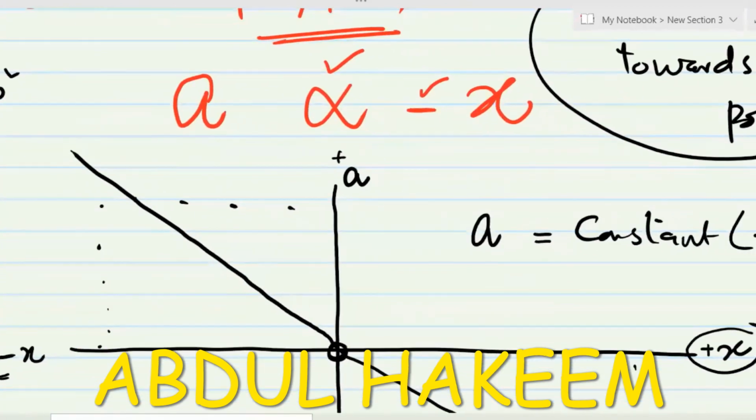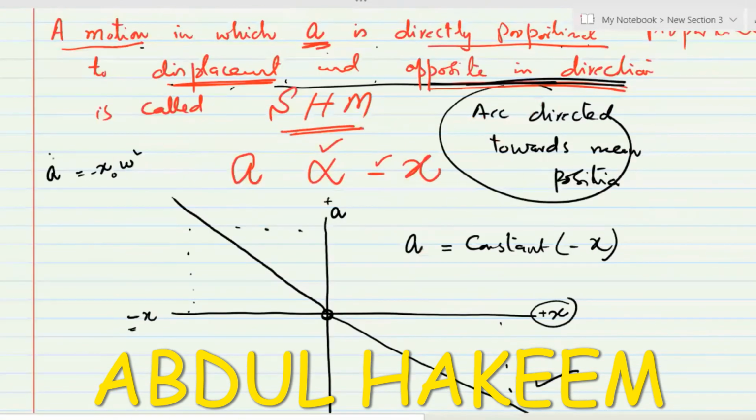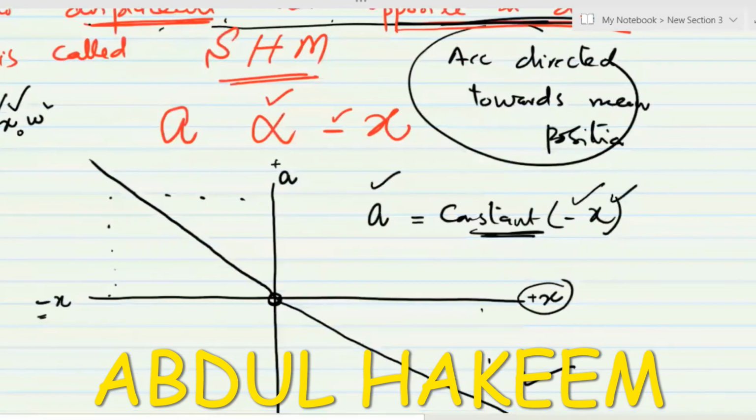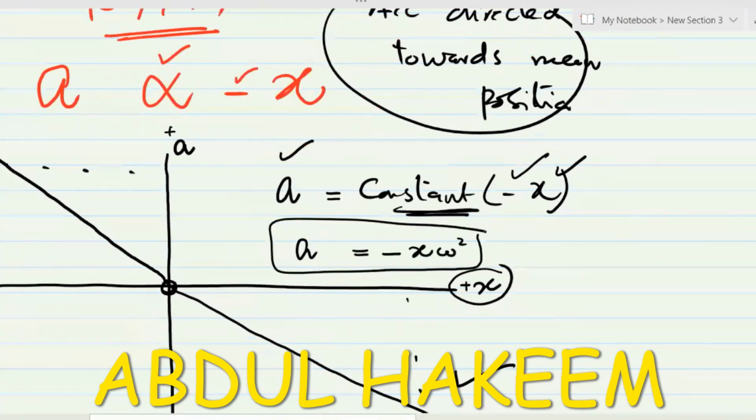Now compare these two equations. A, yes, A is there. Minus, yes, minus there. Displacement, displacement. So what's remaining? Omega. So it means here the omega square is the constant. So we will write here A is equal to minus X omega square. So this is the equation for this graph.